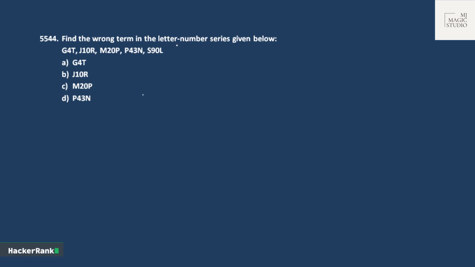Find the wrong term in the letter number series. 5 terms are given and 4 options are there. If a term is not in the options, that one is the correct term. Now there are numbers also. Let me first check with the numbers. 4, 10, 20, 43, 90. 43 into 2 is 86 plus 4.